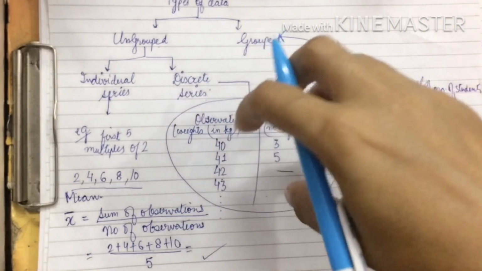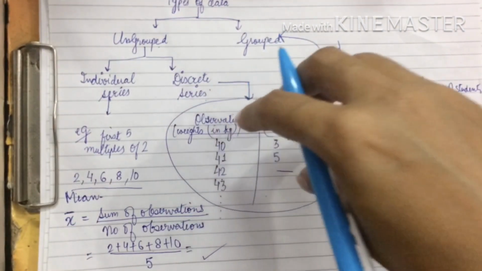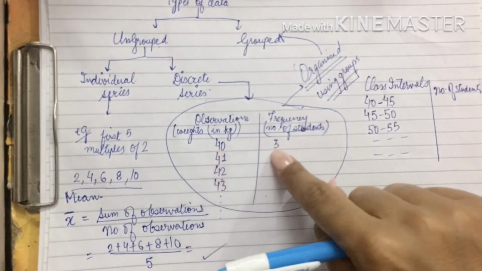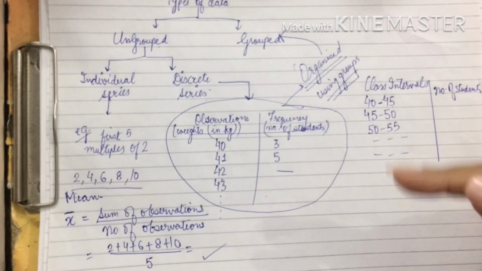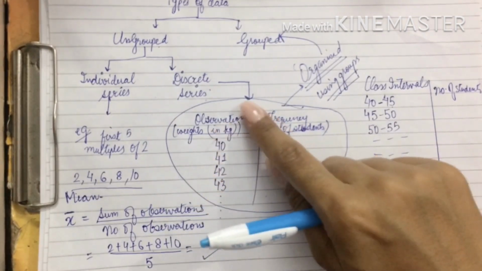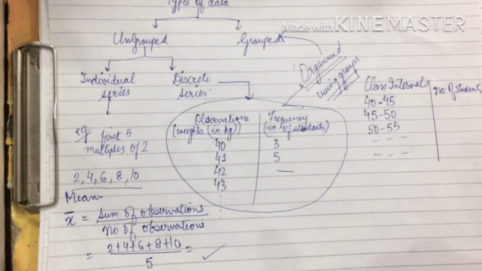Now what happens in case of discrete series, we'll have to note down how many times each observation appears. I cannot simply find out the mean by adding these observations. One such question can be considered. You did last year. Let's take an example.